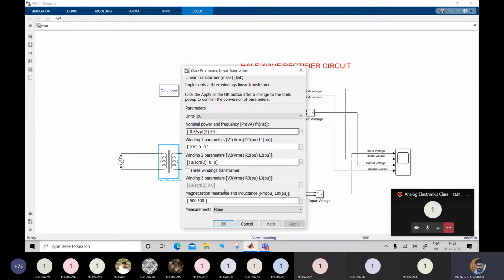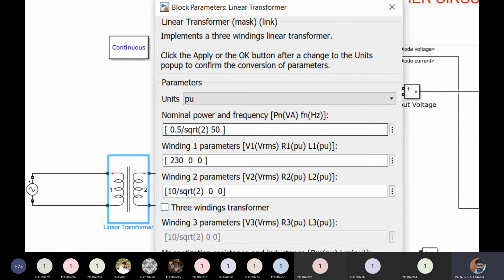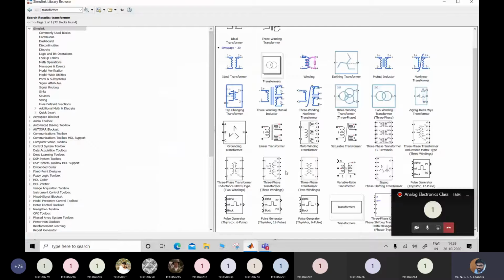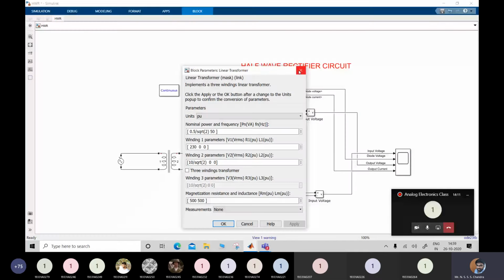Usually, if you take these parameter values, they will be in something like MVA, so it will be in the order of 10 to the power 6. I'll show you that also. I'll first copy and paste this transformer. I'm adding it here.